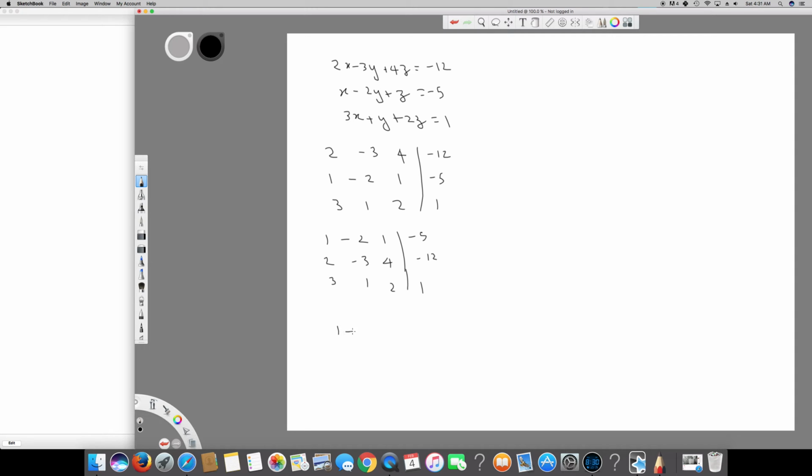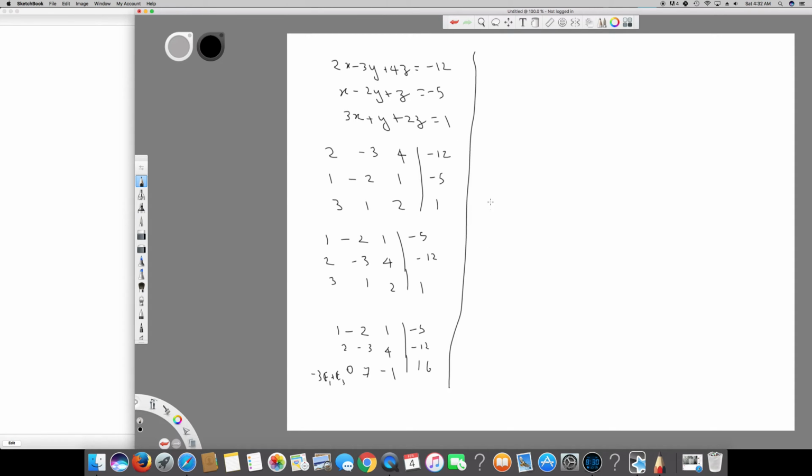So 1 minus 2 1 minus 5, 2 minus 3 4 minus 12, and minus 3 e1 plus e3, which is going to give me 0. Minus 3 times minus 2 is going to be 6. 6 plus 1 is going to be 7, and minus 3 times 1 is going to be minus 3. Minus 3 plus 2 is going to be minus 1, and minus 3 times minus 5 is going to be positive 15. Positive 15 plus 1 is going to be 16.